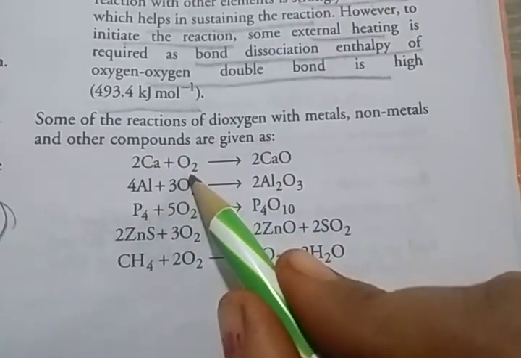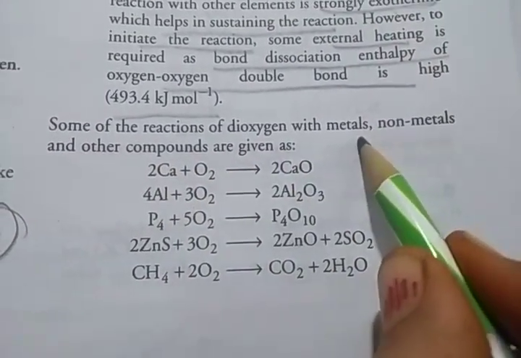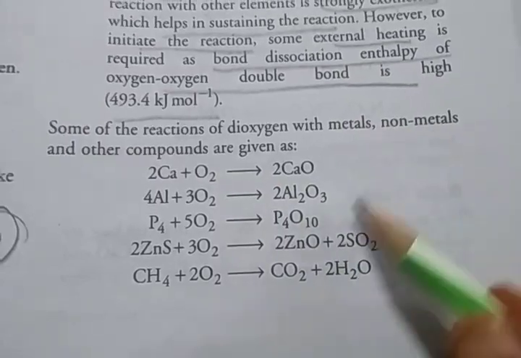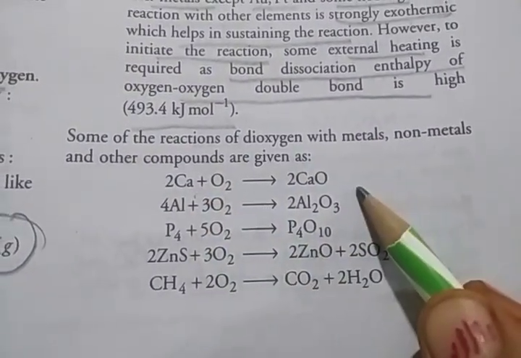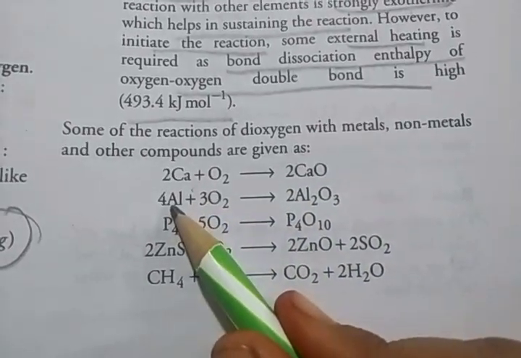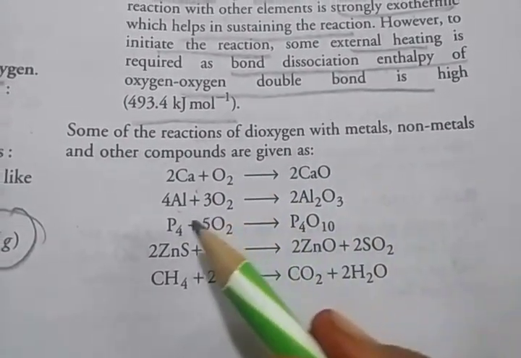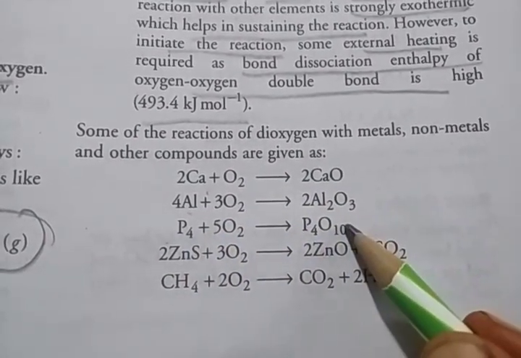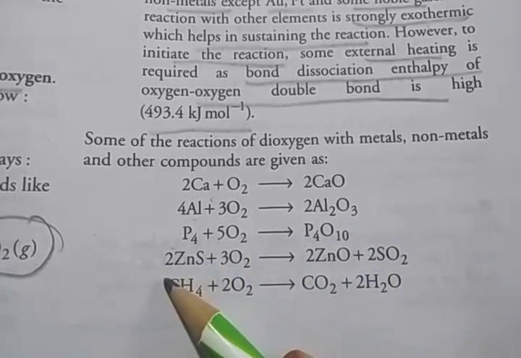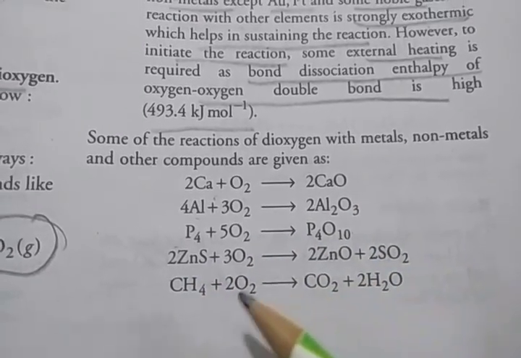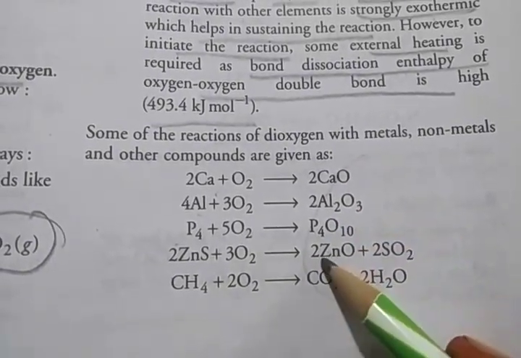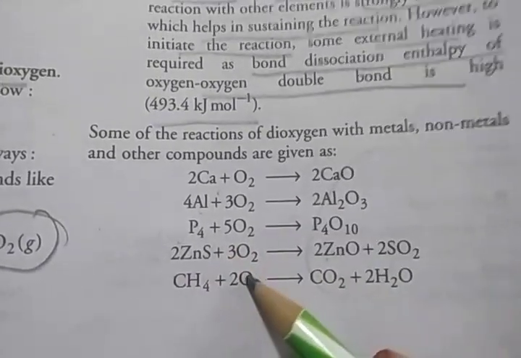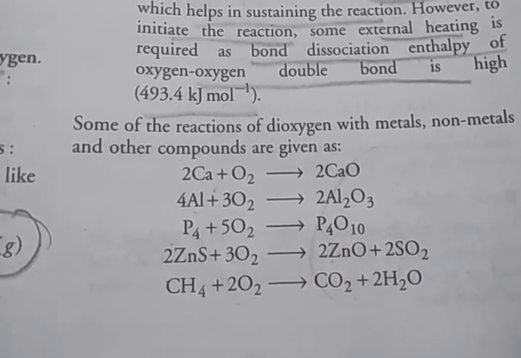See, reaction. If dioxygen reacts with metals, non-metals and other compounds, it forms oxides. React with calcium, so calcium oxide is formed. React with aluminium, aluminium oxide is formed. React with phosphorus, phosphorus oxide forms. React with zinc sulfide, zinc oxide forms. React with methane, carbon dioxide forms. So all oxides are formed when it reacts with metals, non-metals and other compounds.